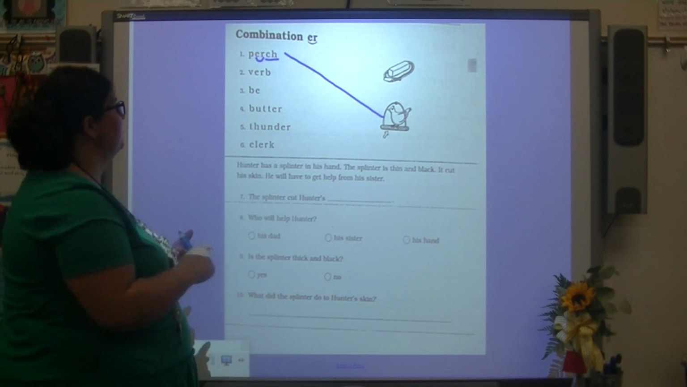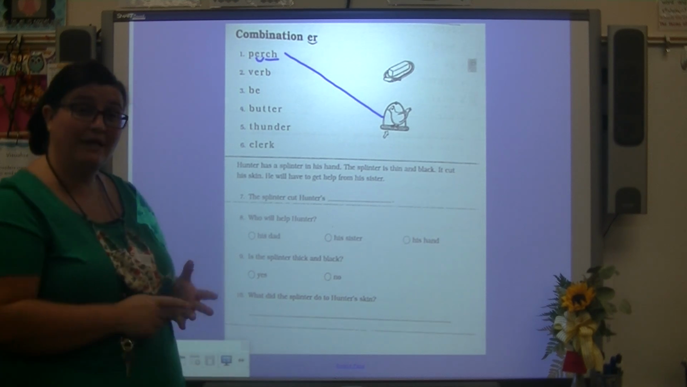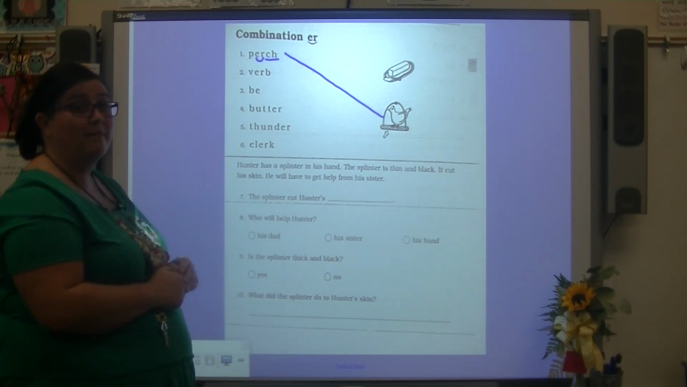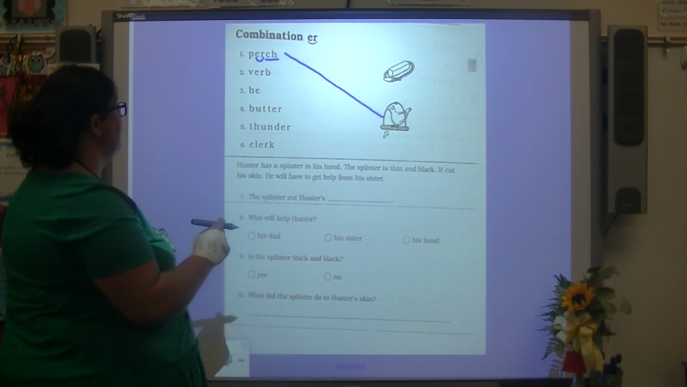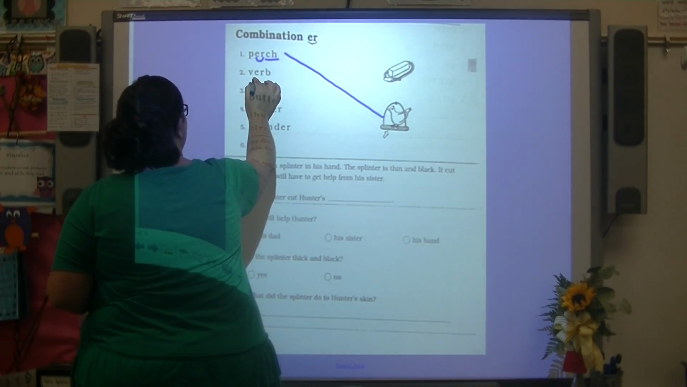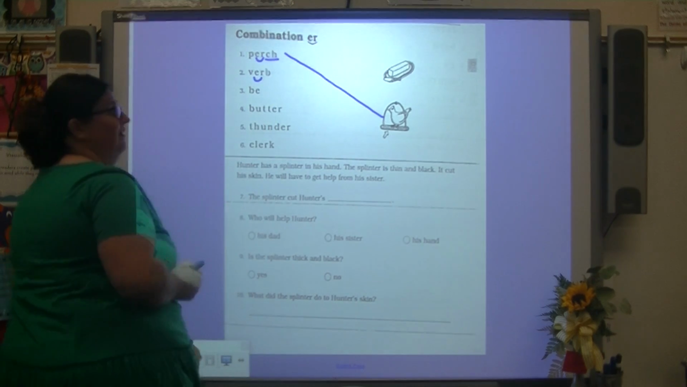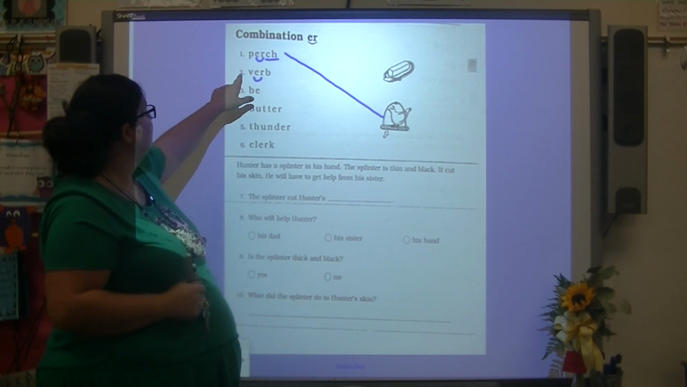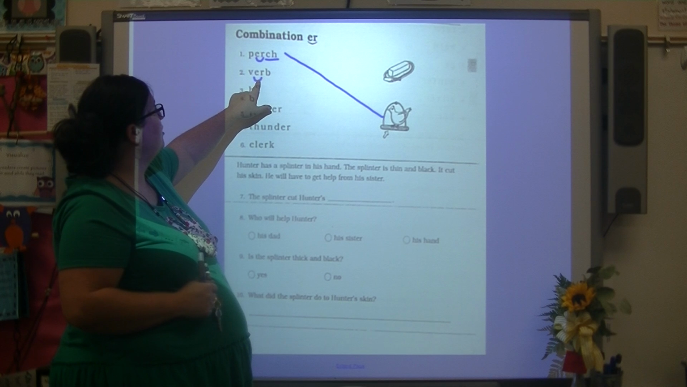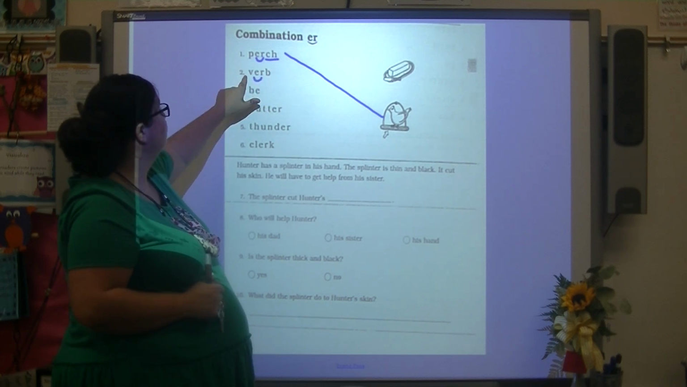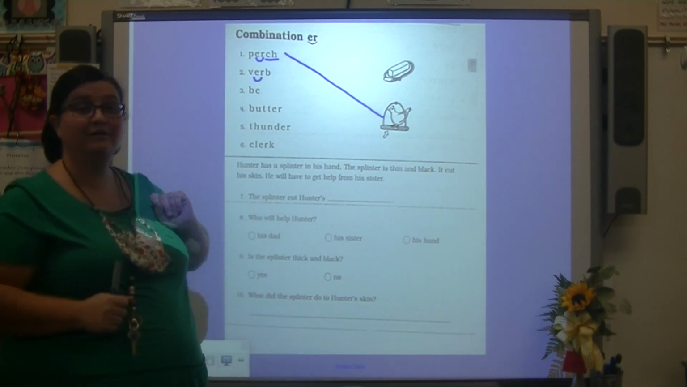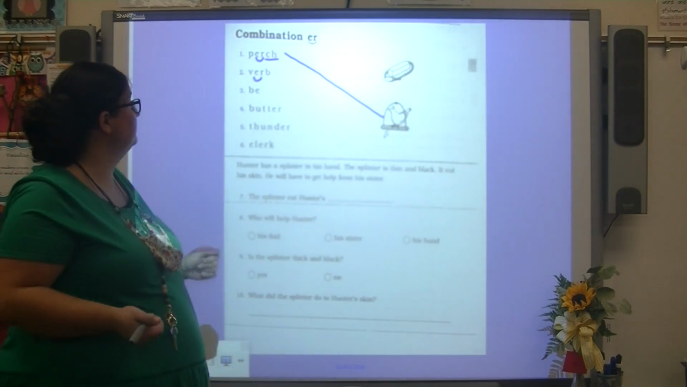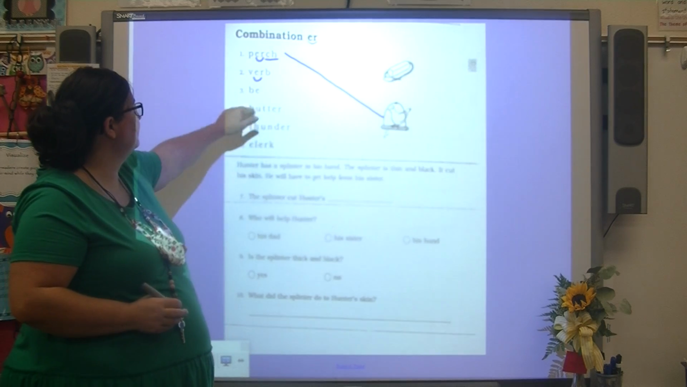Number 2, do we see a digraph or combination? There's a combination. Combination ER, so code it. Now we can sound it out. Verb. What word? Verb. Yes, like an action word. Verb.